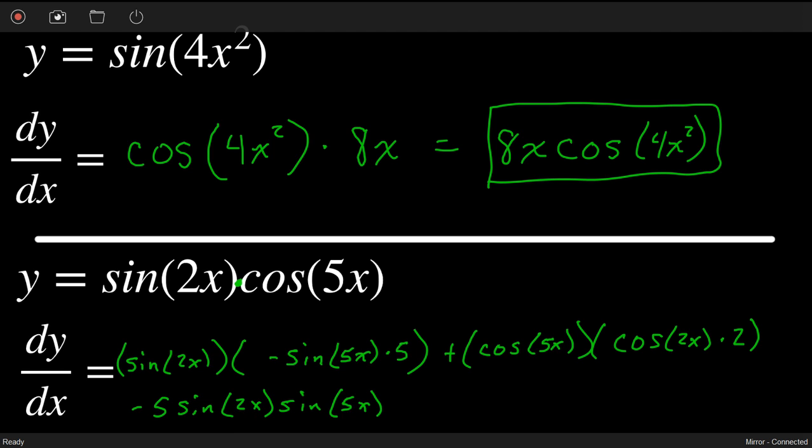If they were the same, then you could say sine squared of whatever it is. All right, so then we're going to have plus 2 cosine 5x cosine of 2x, and that is our final version of our answer here.